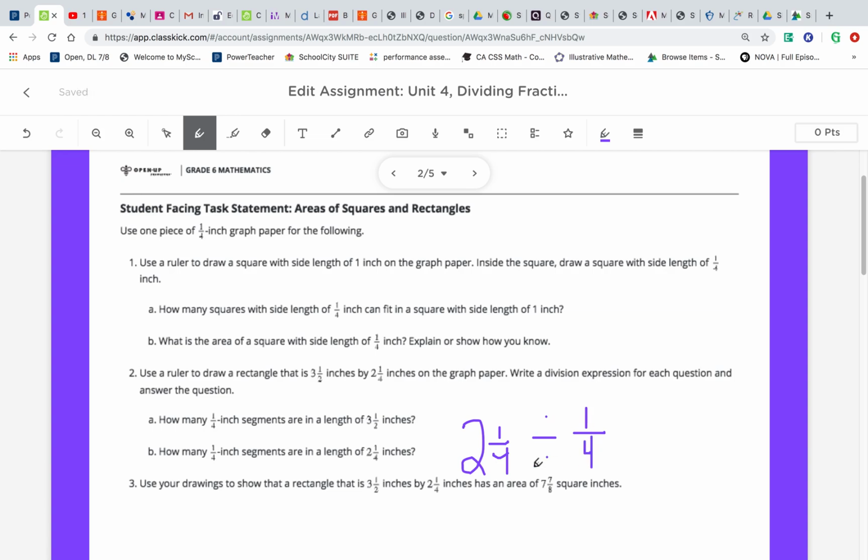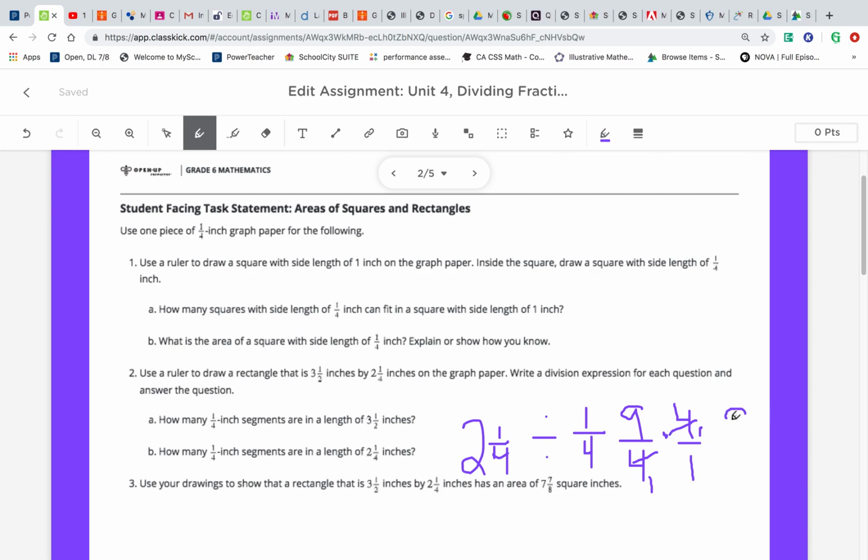So 2 1/4, let's make that into a fraction. So 2 times 4 is 8, plus 1 is 9. So 9/4. Instead of divided by 1/4, it's the same thing as multiplying times 4/1. And look here, this is going to cancel very easily, right? This is like 4/4. So that means it's really going to be 1 and 1.